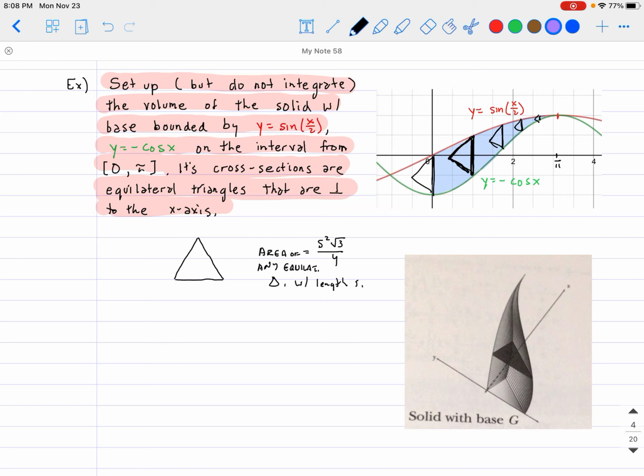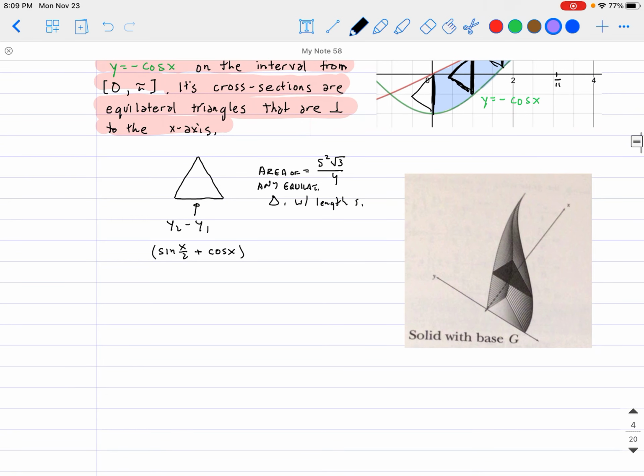In this case, you can see where the triangle is located, and what I need to do is find out the length of that s over here. Well, s looks like it's going to be the difference between the two functions vertically. So this is going to be y2 minus y1, where y2 is in reference to the sine equation, and y1 is in reference to the cosine equation. So that is going to be sine of x over 2, and then minus, but then becomes a plus because it's negative cosine of x.